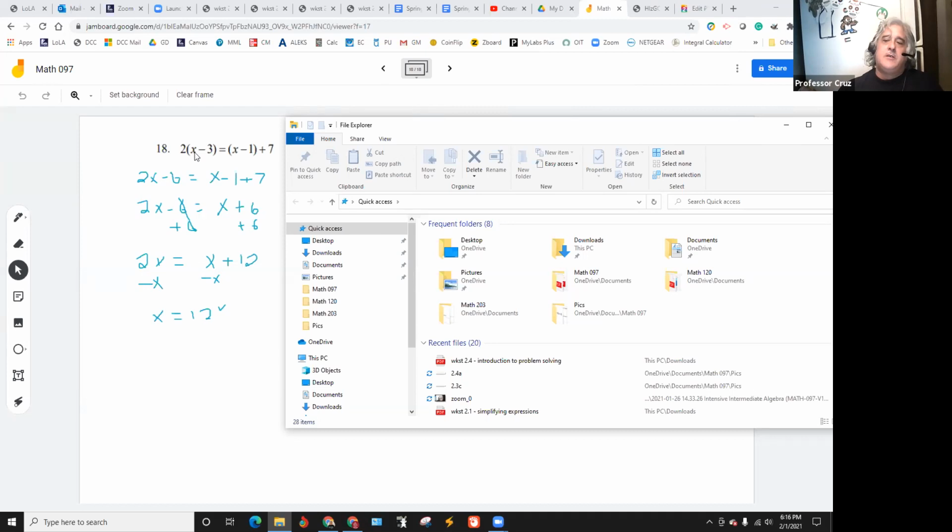So let's see, 12 minus 3, so that's 9. 2 times 9 is 18. And then the same thing here, 12 minus 1 is 11. 11 plus 7 is 18. So that's a good answer.